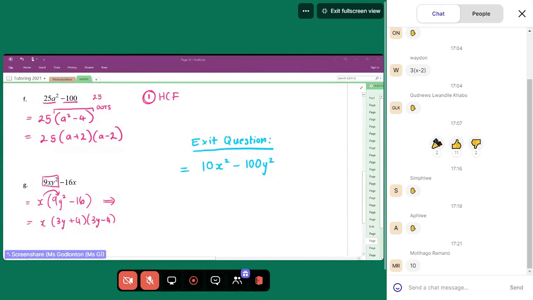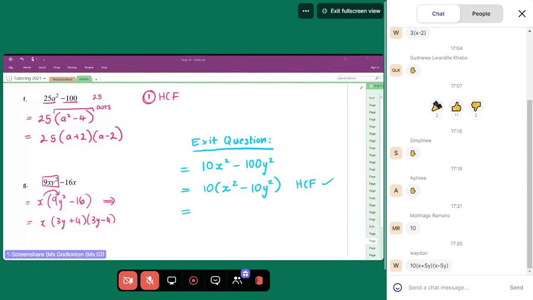Does someone feel brave? Can I answer? Yes, please do. 10, then you open brackets, x squared minus 10y squared, and you close brackets. Good. And then what else can I do? So that took up my highest common factor. No. One more step. Can someone help out? What's my second step here? I think I have the answer. Okay, tell me what my second step would be. 10 bracket x plus 10y bracket and then x minus 10y.